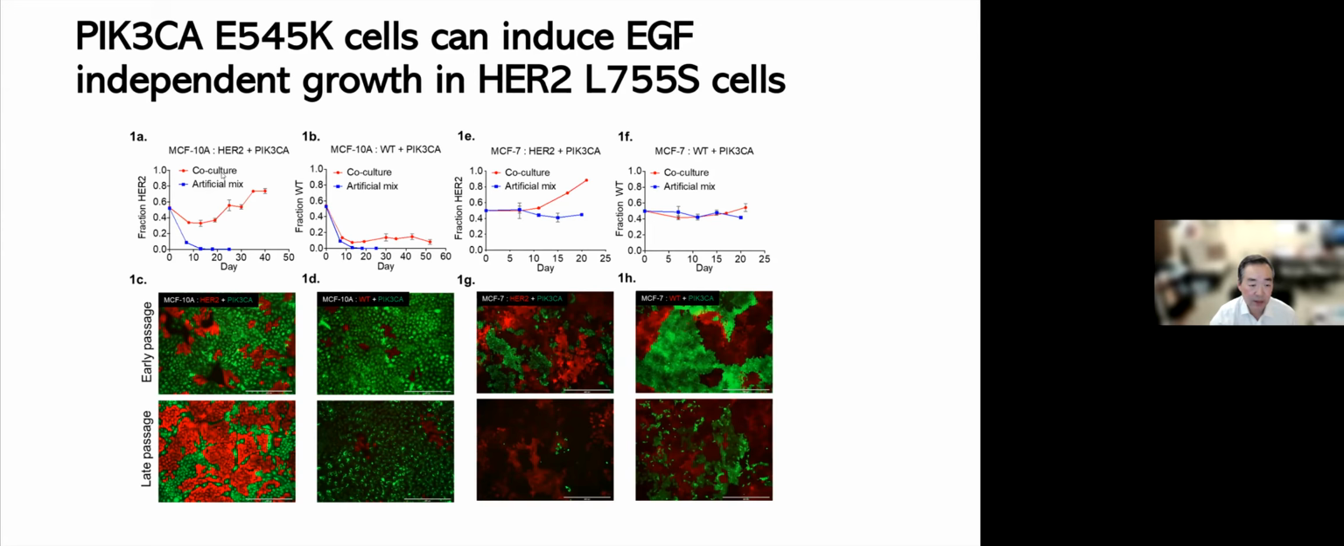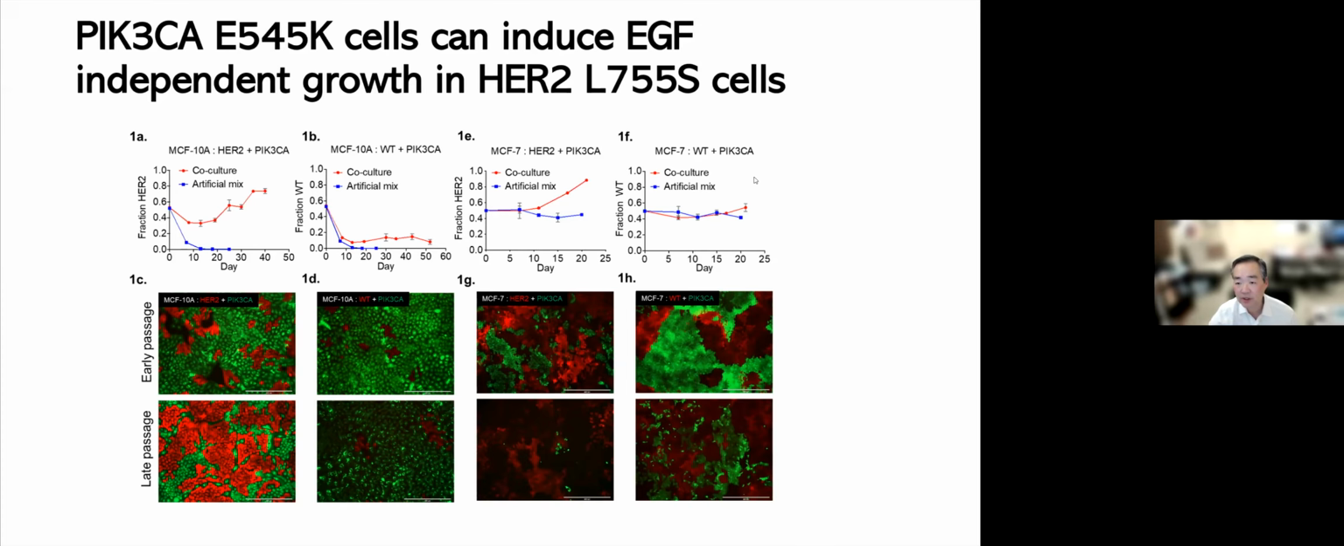On the other hand, what happens with co-culture, the HER2 cells do something interesting. They start growing. Even though there's no EGF in the media, they start picking up and taking off. That's in stark contrast if you use a wild type mixed with a PIK3CA. Again, you get exactly what you would have thought, where the wild type cells are just not going to grow, even in the presence of PIK3CA cells grown in co-culture.